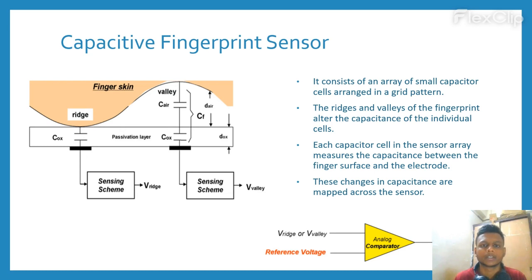Each capacitor plate senses and measures the capacitance between the finger surface and the underlying electrodes. These changes in capacitance are mapped across the sensor array to create a spatial representation of the fingerprint and its unique features.